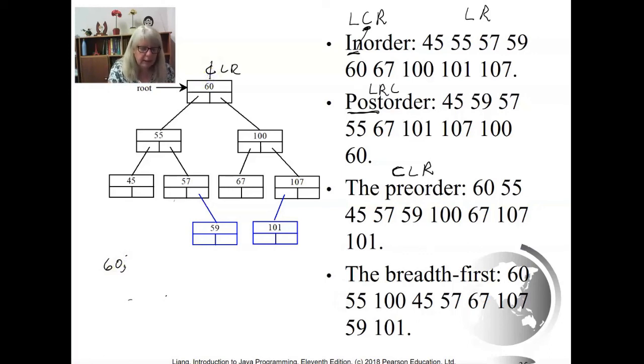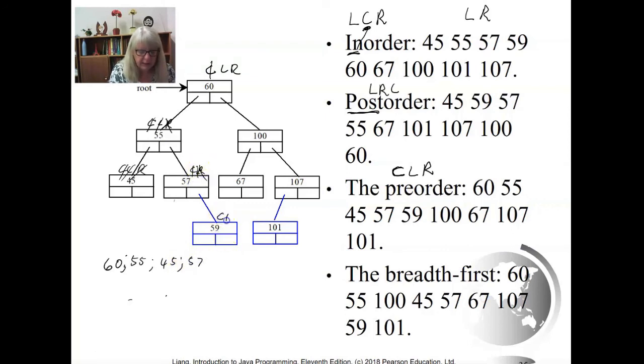Okay, can I go left? Yes, now I have current, left, right. Okay, current means write down the number. Can I go left? Yes, current, left, right. 45, current, left there's no, right there's no. Now I go one level up, I can go right. Now I'm current, left, right. Can I do current? Of course, 57. I don't have a left, but I can go right.